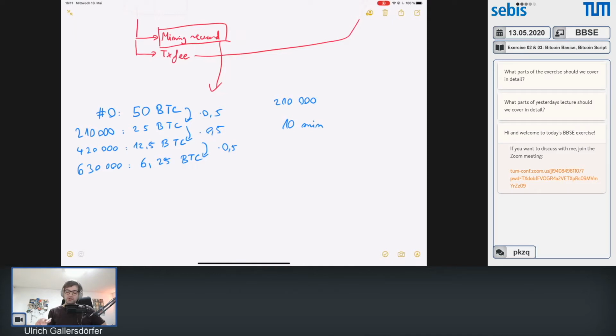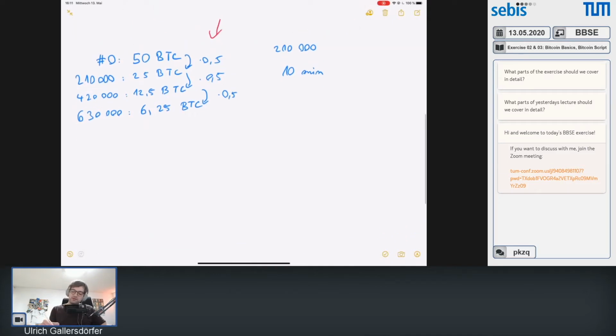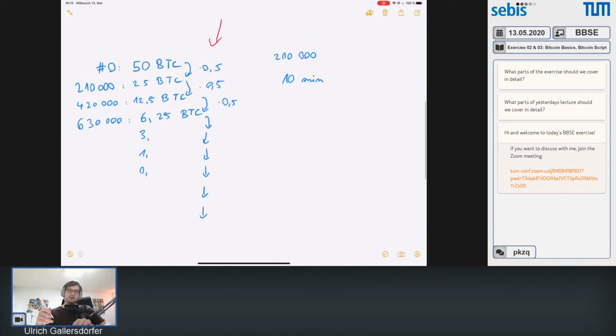So if you think this further and further, what is the implication here? This will get smaller and smaller and smaller. So the mining reward gets smaller and smaller and smaller. And that's an interesting question. How do you deal with that? So before we go into how this will affect the network long term, let's take a look at how this influences the network short term.